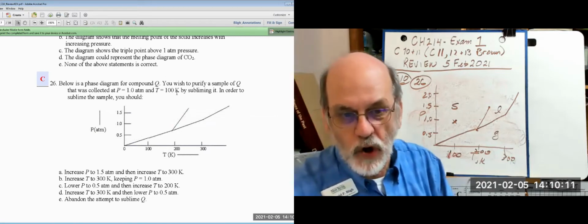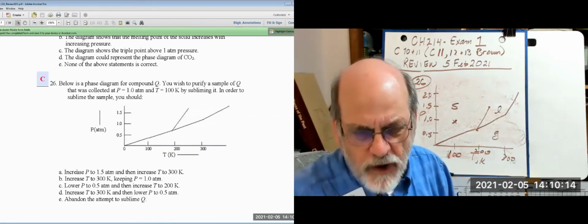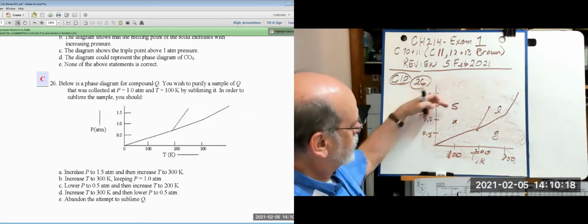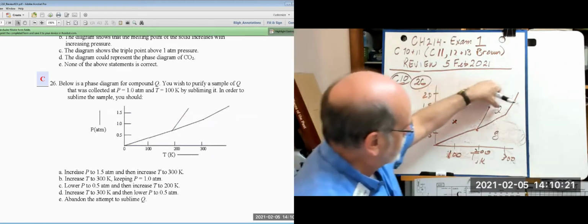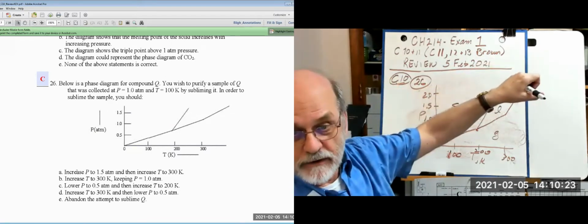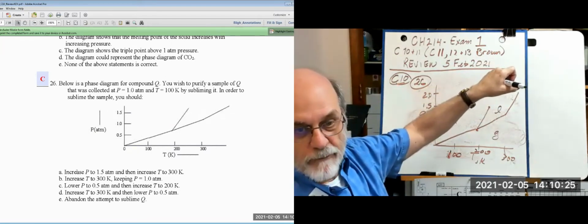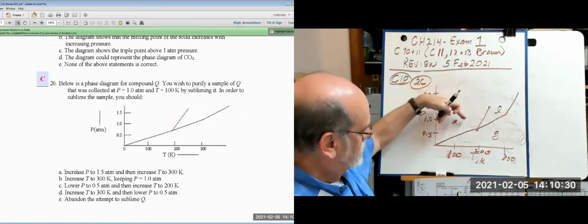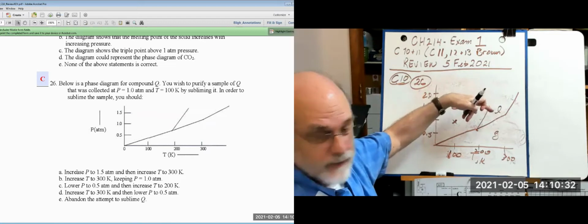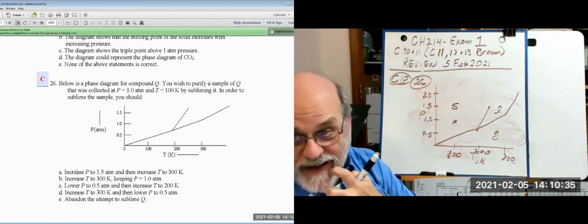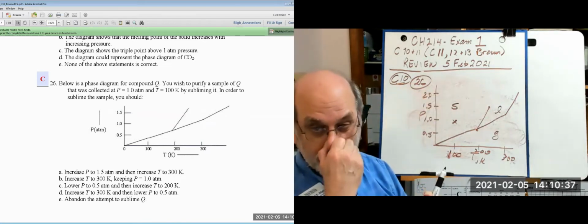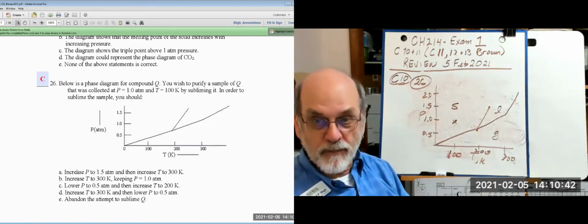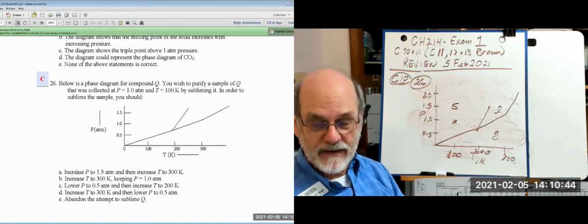So let's see which ones work. A: Increase the pressure to 1.5 and then increase the temperature to 300. 1.5, go up to here, and then go to 300. No, that'll make a liquid. Won't work. B: increase temperature to 300 and keep the pressure at 1. That won't work either. That won't make a gas. It'll make a liquid first, and that defeats our purpose because we want to sublime.